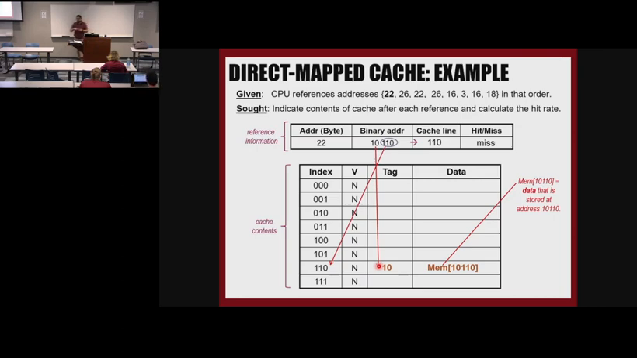The cache line index of 110 can belong to different locations. That tag is helping us that when we are checking the content of the cache next time, we're looking at the tag to make sure that whatever is in this line is coming from address 10110. If the tag doesn't match, then it's going to be a miss again. But now the valid bit is going to change to yes. So this data is valid now.